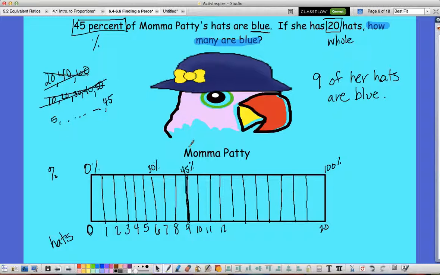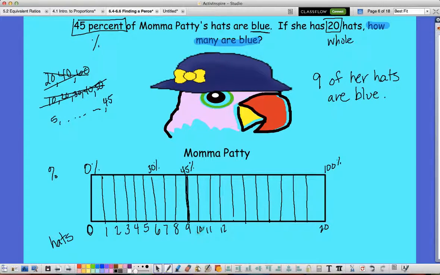45% just tells you, well, it's not going to be half because I know half of 20 is 10 and half is equal to 50% and 45% is less than 50. So you can use all these ideas and understandings to help you kind of guess at your answer and know that, well, half would be 10, so I know my answer should be smaller than 10, and in this case it was.